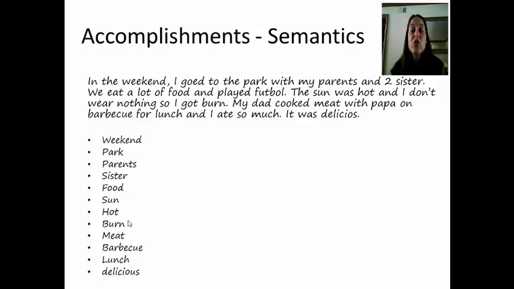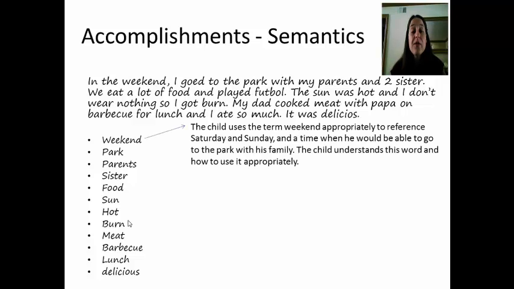And here's an example of how you can go about describing that. So for the first example, weekend, the child uses the term weekend appropriately to reference Saturday and Sunday and a time when he would be able to go to the park with his family. The child understands this word and how to use it appropriately because he's able to put it in the right sort of reference the idea of what we do at the end of the week, right? Where we have a vacation, where you can spend time with family, etc.